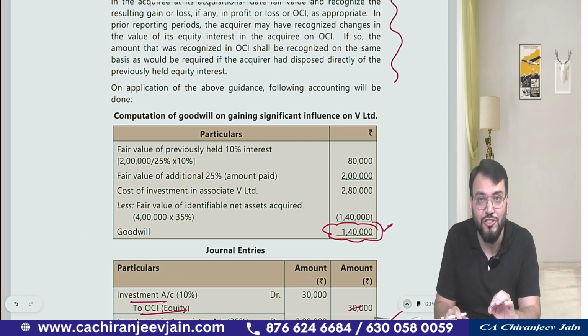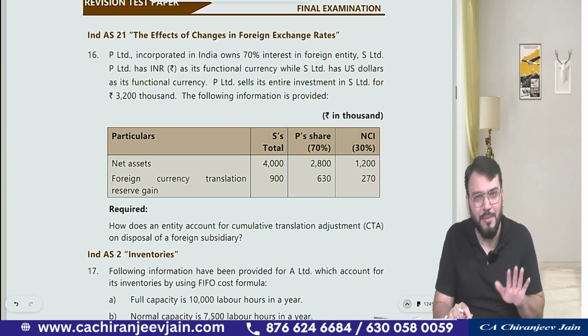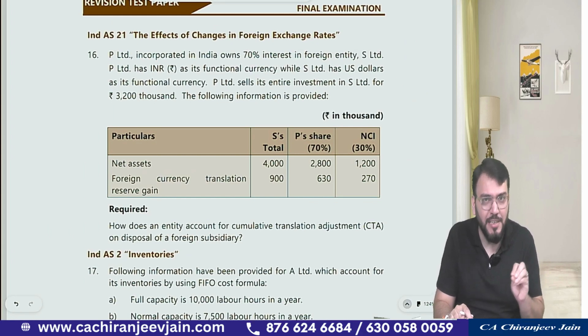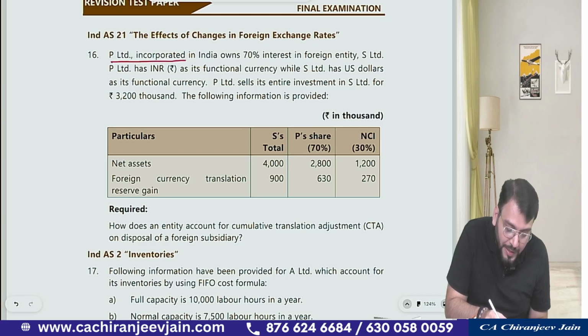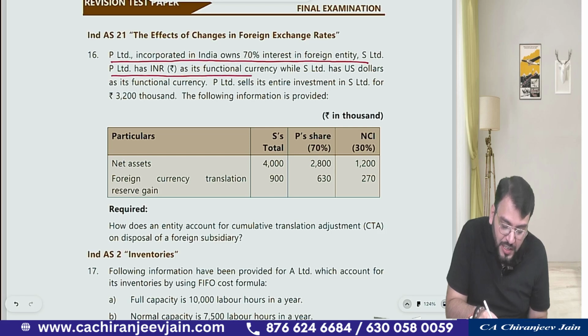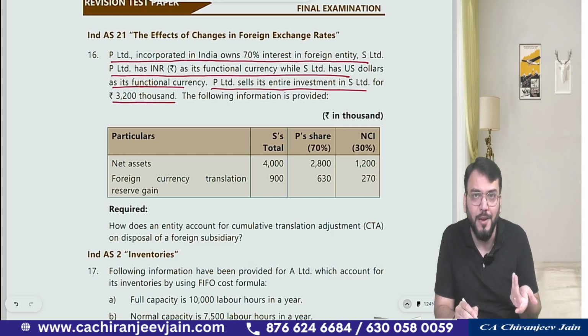Can we come to the next question? Let us come to the next question. The next question is based on Ind AS 21. A simple question. We have done a similar type of question in class. Let us do it. P Limited, incorporated in India, owns a 70% interest in foreign entity S Limited. P Limited has INR as its functional currency, while S Limited has the US dollar as its functional currency. P Limited sells the entire investment in S Limited for 3,200,000. This is a question of loss of control.